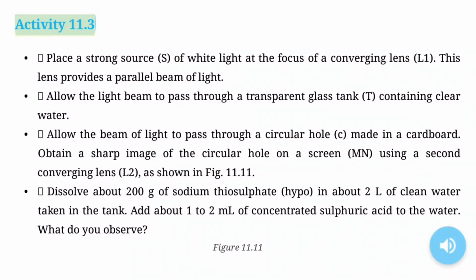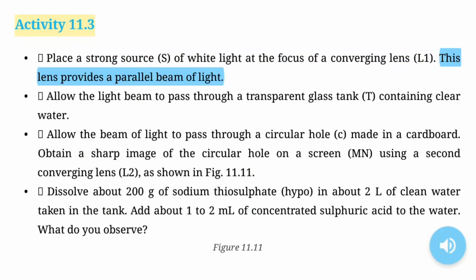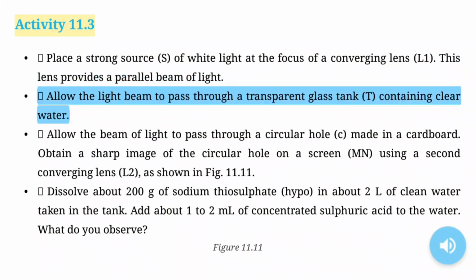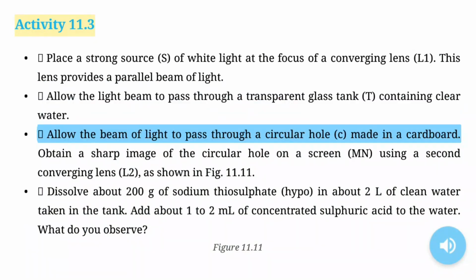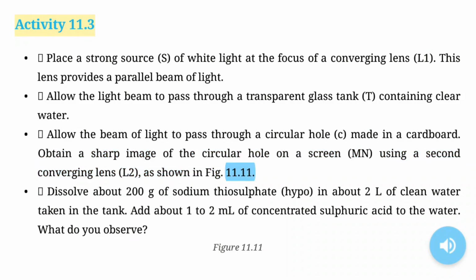Activity 11.3. Place a strong source S of white light at the focus of a converging lens L1. This lens provides a parallel beam of light. Allow the light beam to pass through a transparent glass tank T containing clear water. Allow the beam of light to pass through a circular hole C made in a cardboard. Obtain a sharp image of the circular hole on a screen MN using a second converging lens L2, as shown in Fig. 11.11.